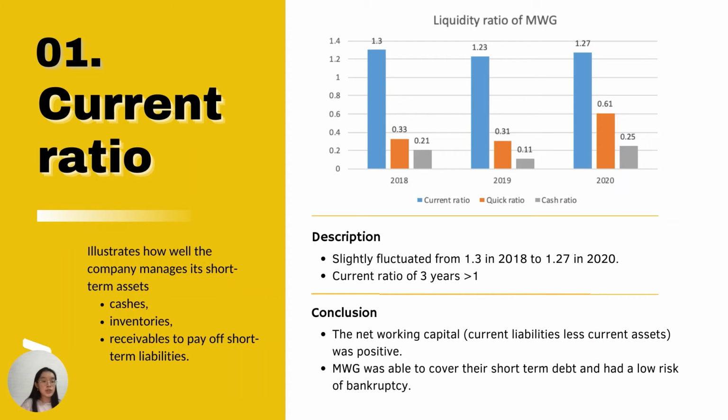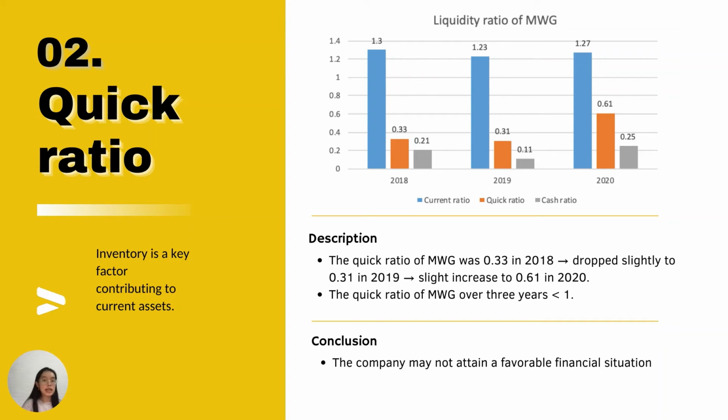And we come to the quick ratio. In 2018, the quick ratio of MWG was 0.33. After that the figure dropped slightly in 2019 and experienced a slight increase to 0.61 in 2020, and the quick ratio over 3 years was less than 1. It shows that the company may not attain a favorable financial situation. We come to the cash ratio.